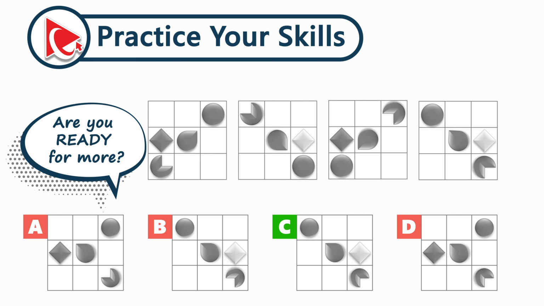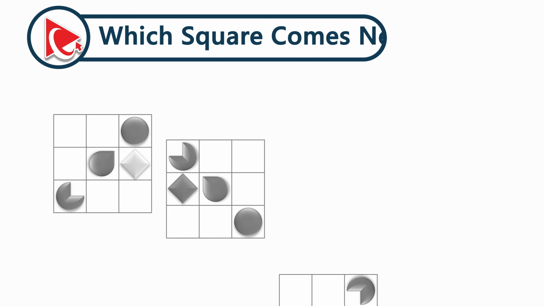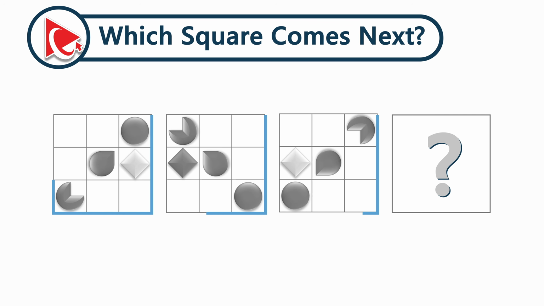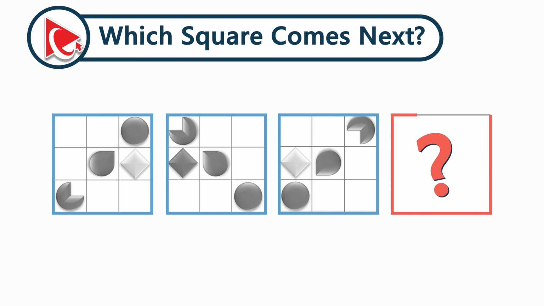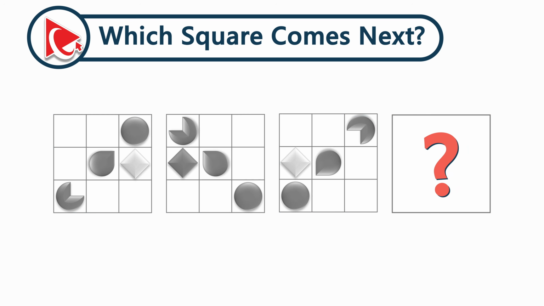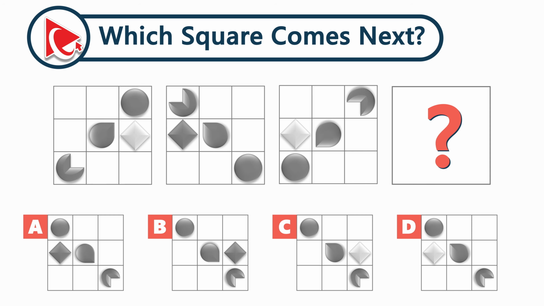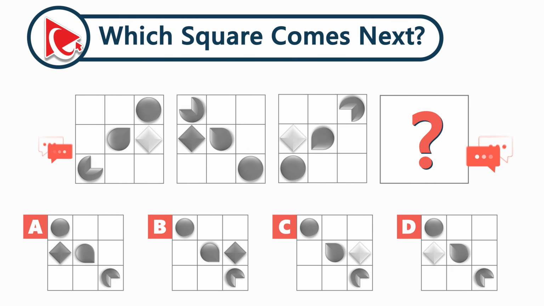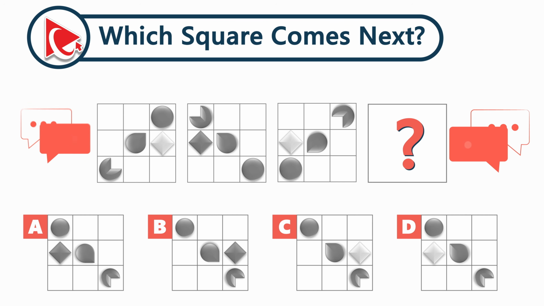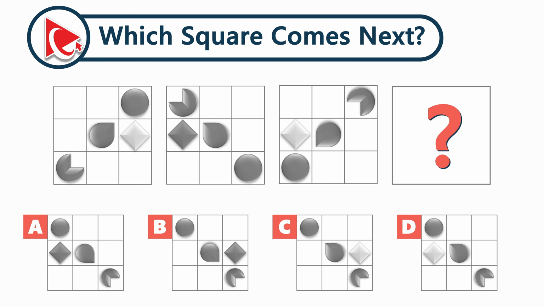Try this question to see how you would do. You're presented with a series of squares. 3 squares have shapes inside, and the 4th square is missing. You need to determine the 4th square and select your answer out of 4 possible choices: A, B, C, and D. When you're confident in your answer, post it in comments and I'll share my feedback. Good luck with this fun challenge.